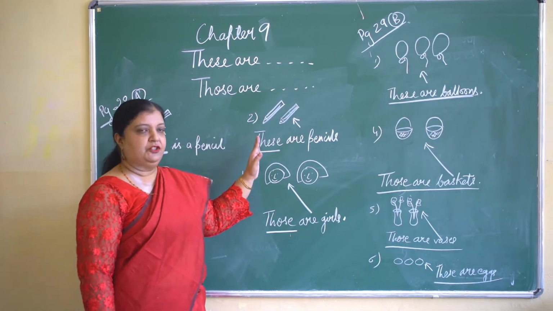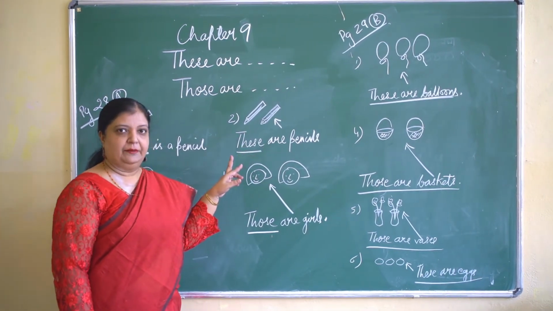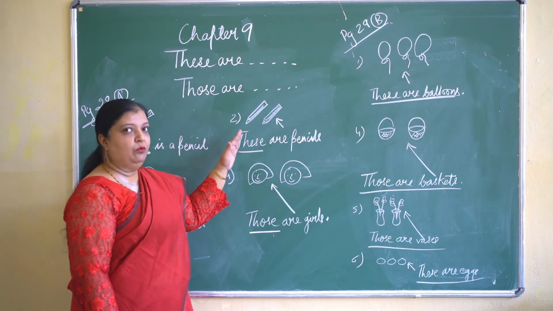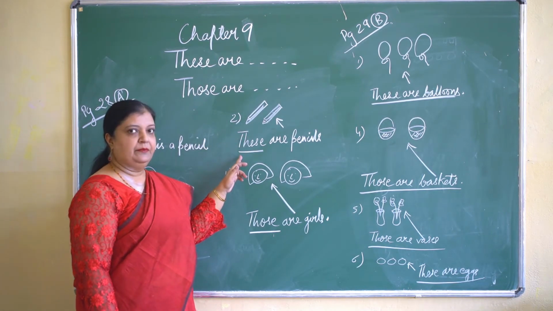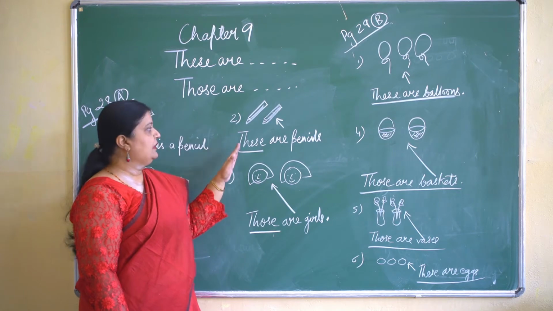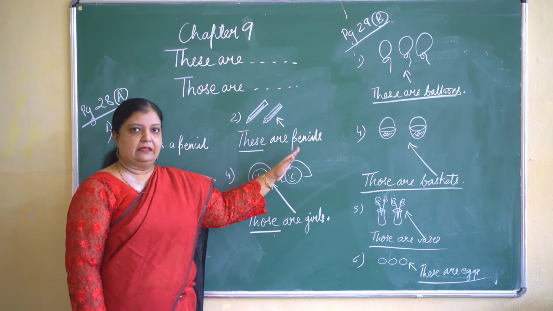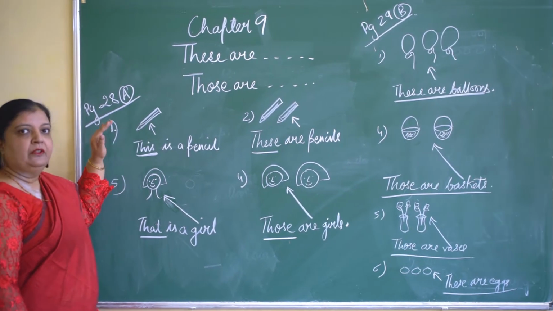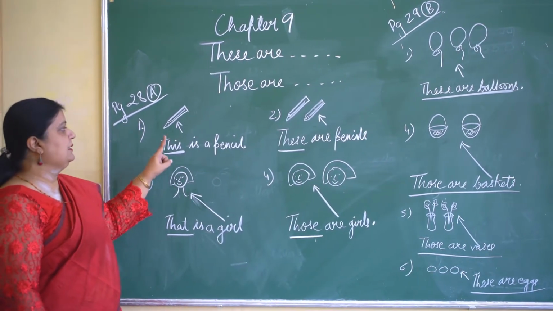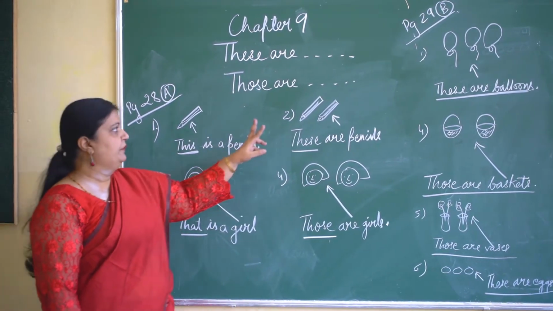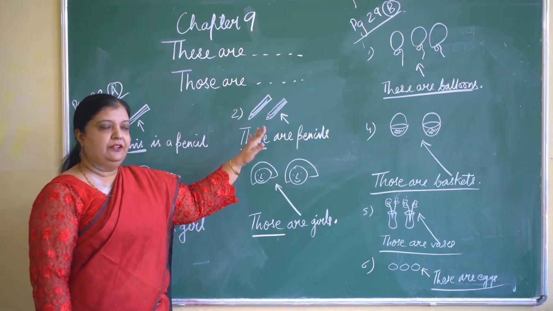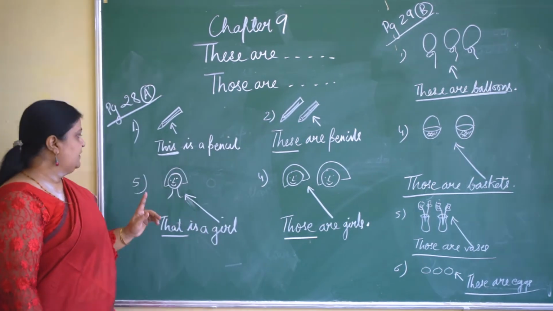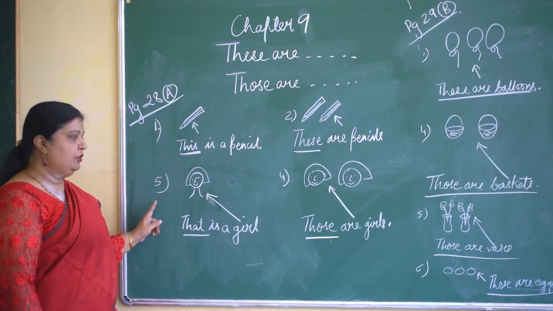One single thing near, this is a pencil. Now in the second picture, two pencils are there, and near. So more than one, these. These are pencils. Understood, children? Closer, one single thing: this is a pencil. Two pencils near: these are pencils.